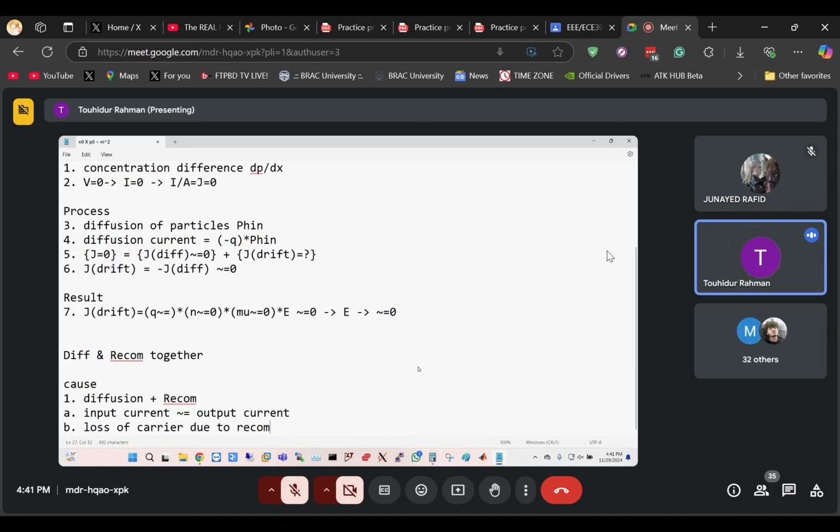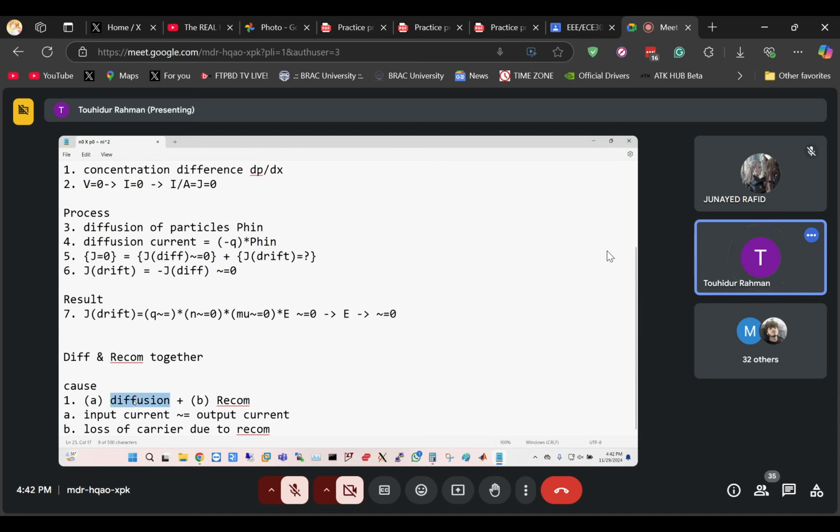That's why we have to subtract that amount. However, 1b requires a little bit more description. 1a represents diffusion, and 1b represents recombination. So I wrote diffusion here, but this is explained as current. Why is that?